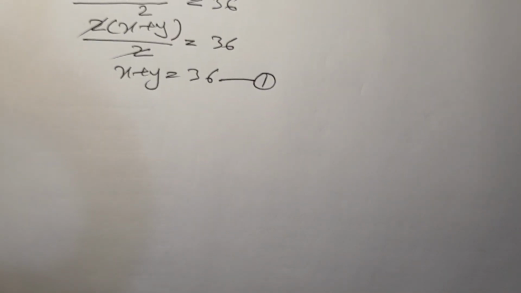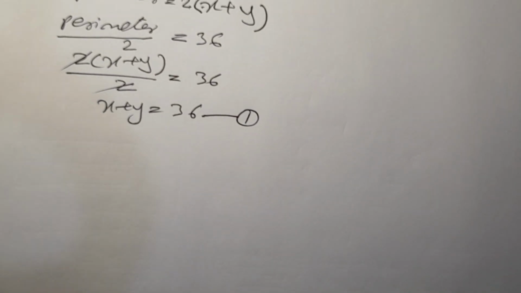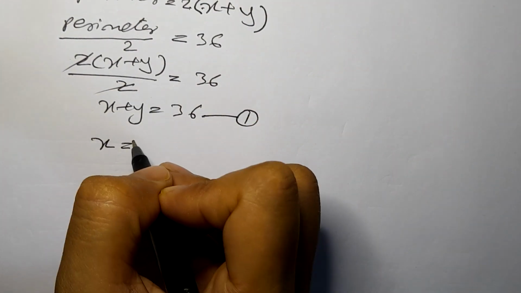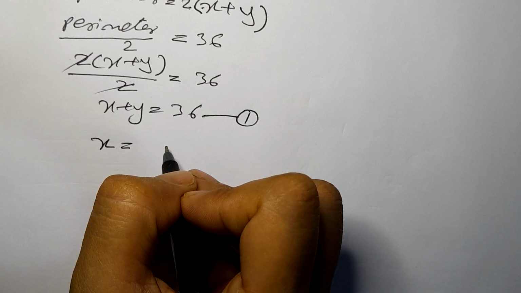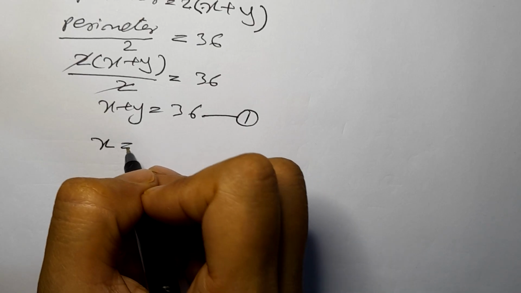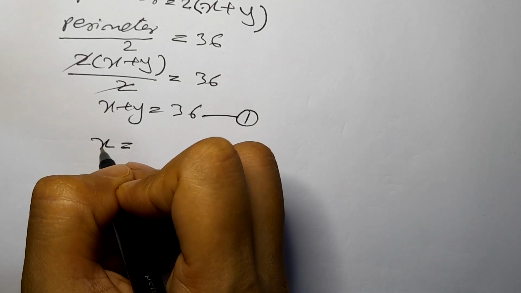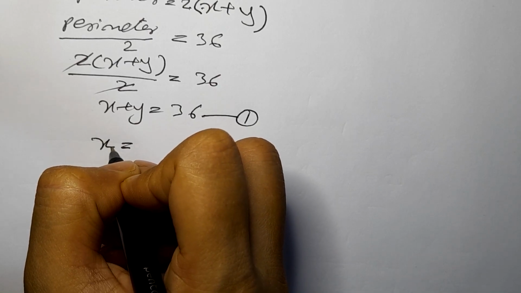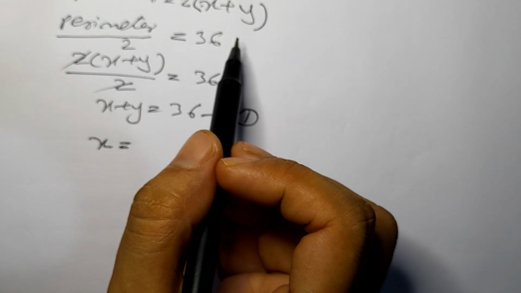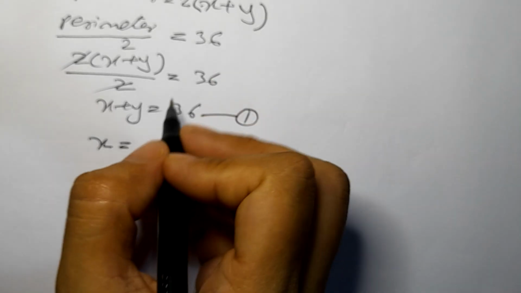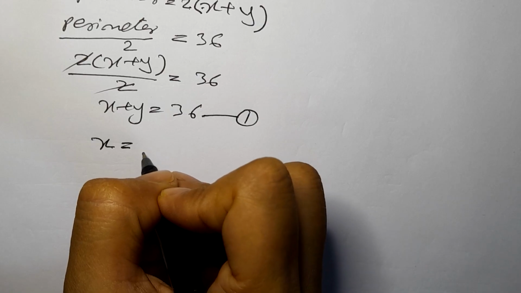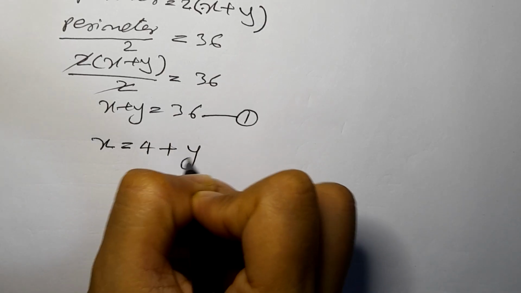First equation we get here; always you will get two equations. Second equation, what does it say? Length is 4 more than the width. So this is the length, x equal to how much more? 4 more than the width. So 4 more means plus the width, which is y.